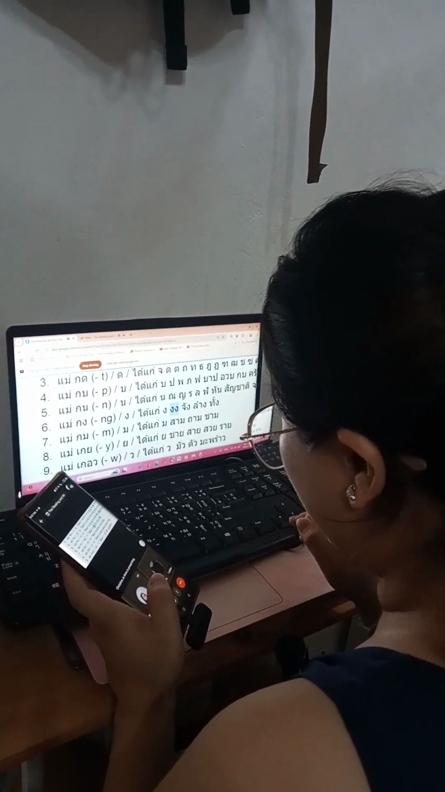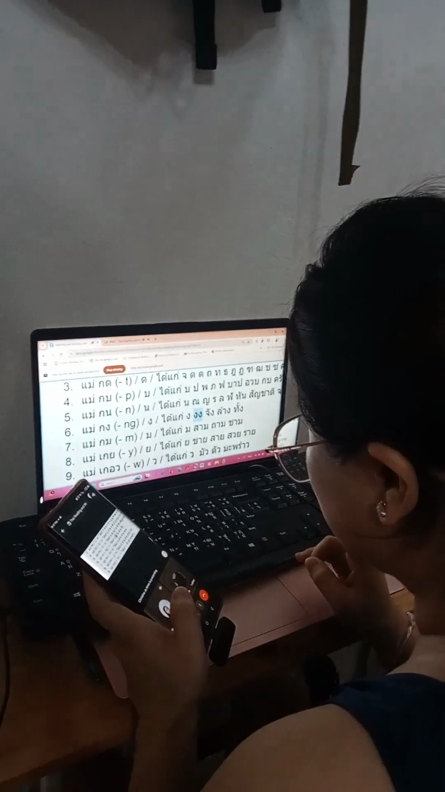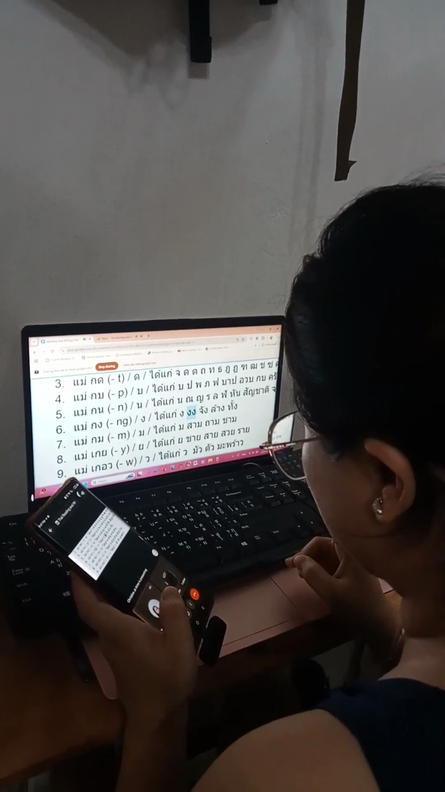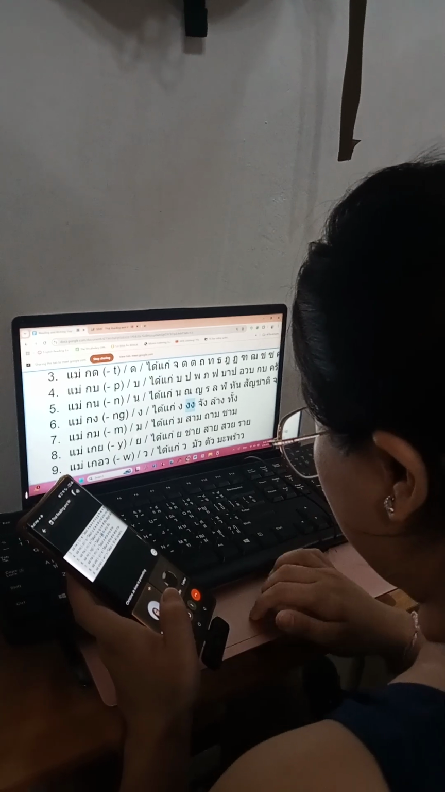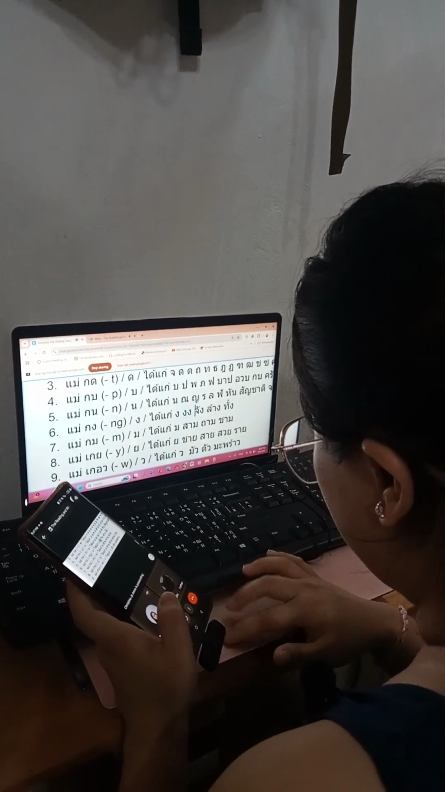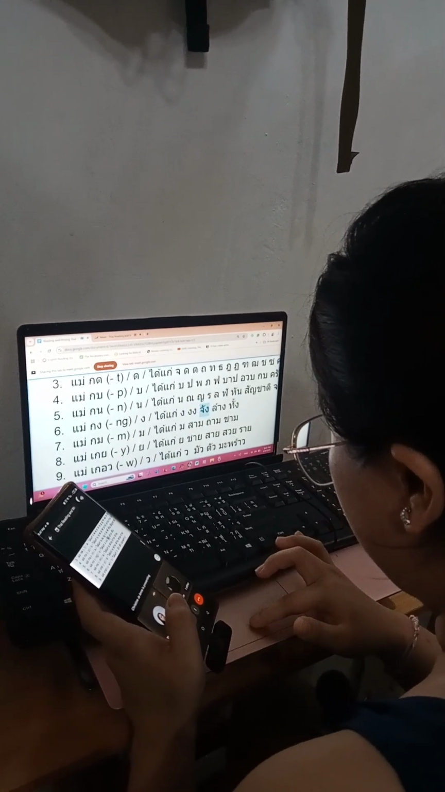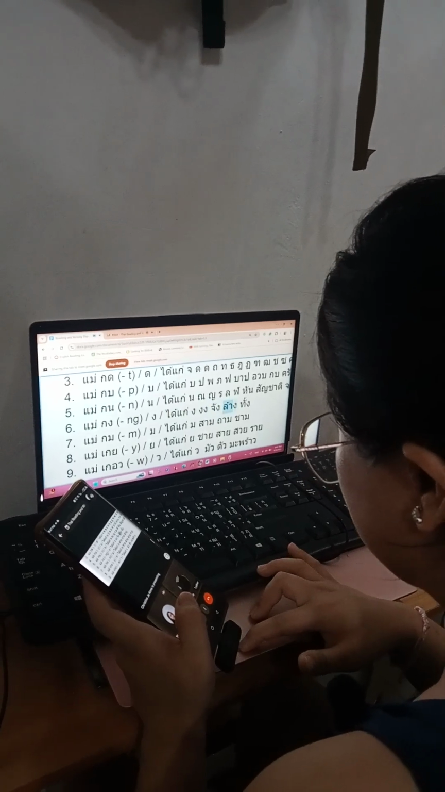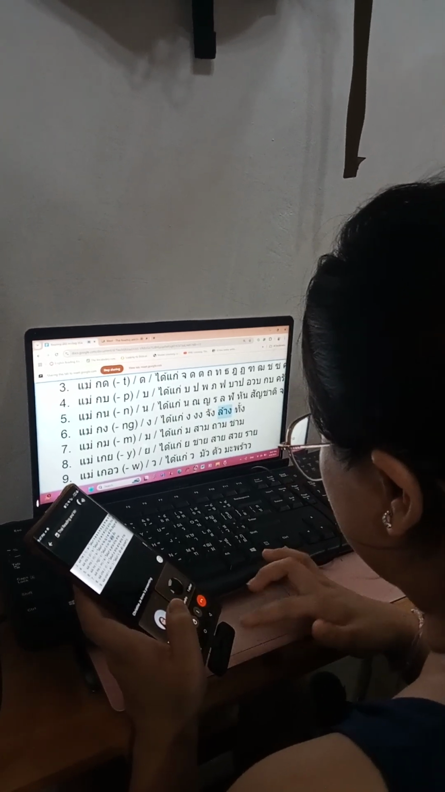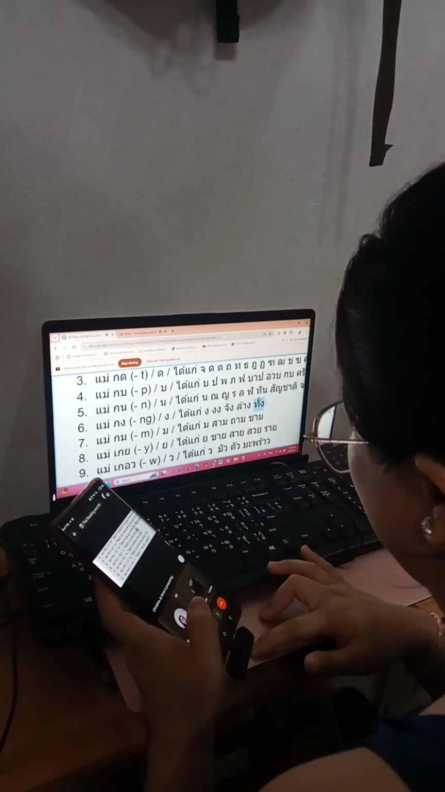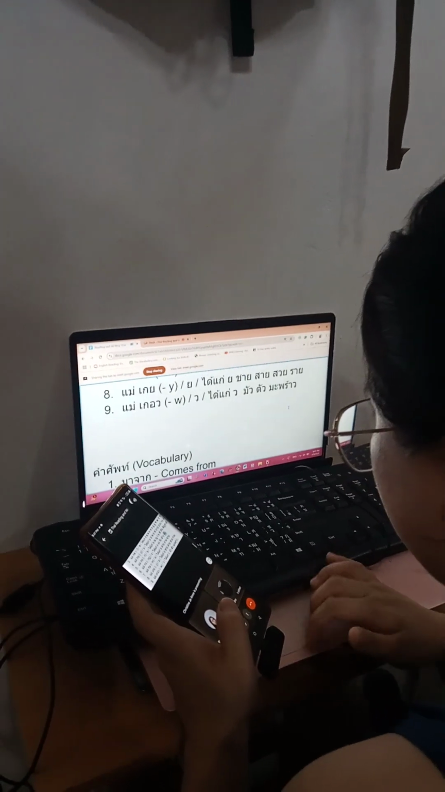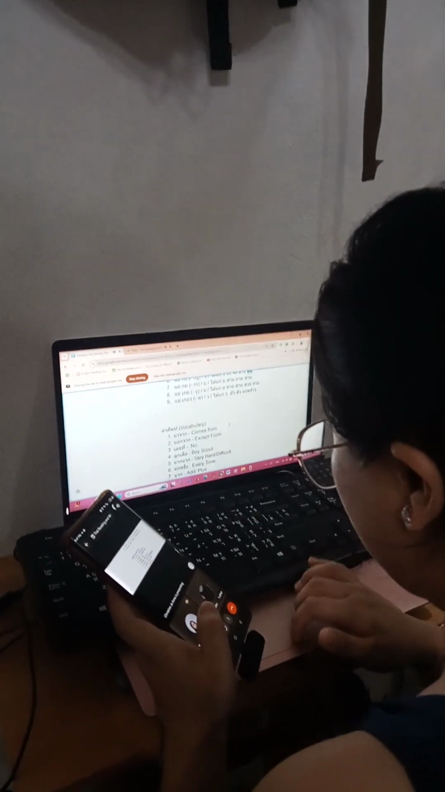Whenever you see two letters together, it means the vowel here is invisible and the vowel here is o, right? So this is ngo. This one is dang. And then this one is lang. And the last word is tang. So do you understand? Okay.